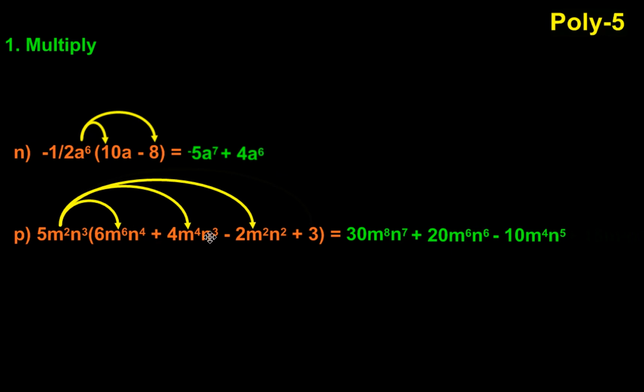And lastly, we're going to apply this to the 3, and so the two coefficients, 5 times 3, give us 15, and since this 3 has no variables or exponents attached to it, it simply carries what was originally here. So we take the m to the 2nd, n to the 3rd and stick that on there.